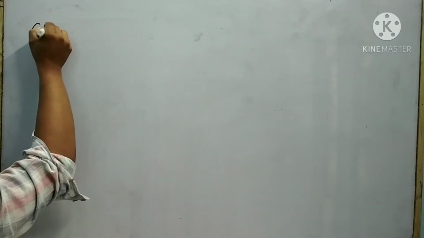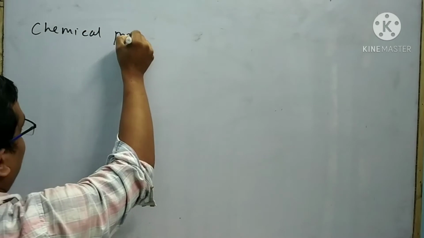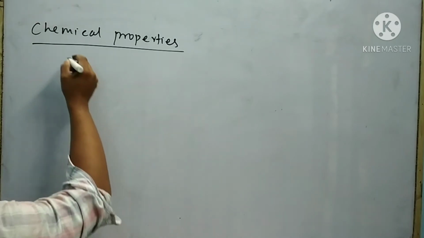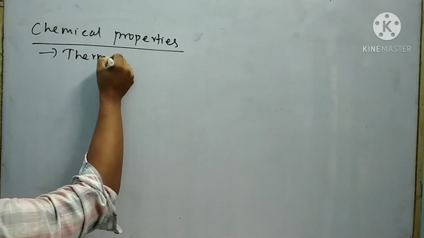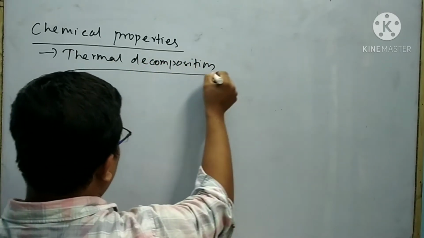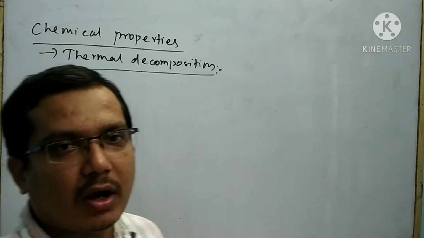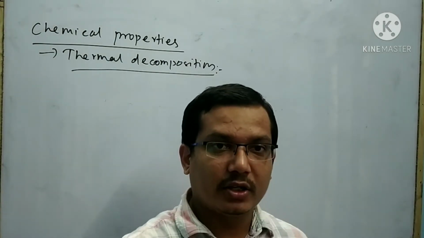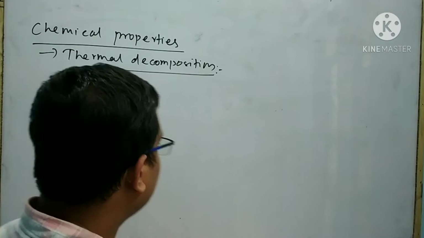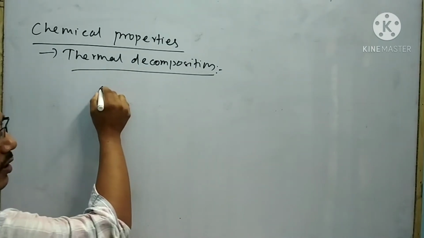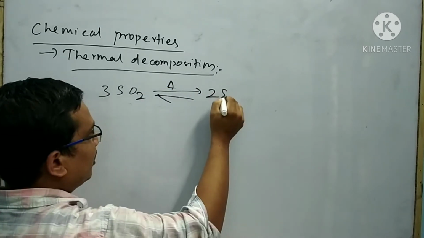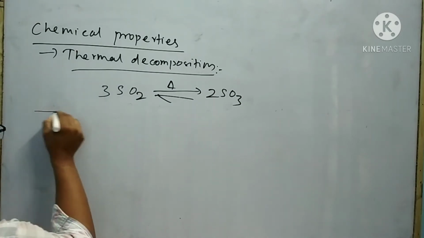Next I will explain the chemical properties. At first I will discuss the thermal decomposition. On strong heating or by passing an electrical spark, sulfur dioxide is converted into sulfur trioxide. I can write the equation like this: 3SO2 gives 2SO3.